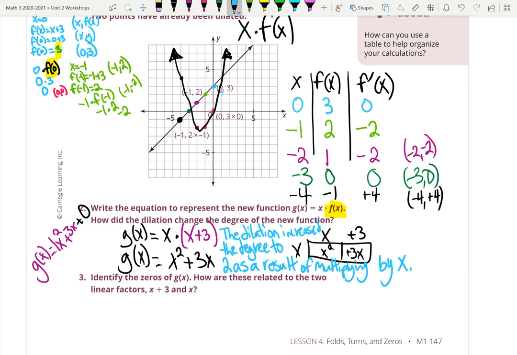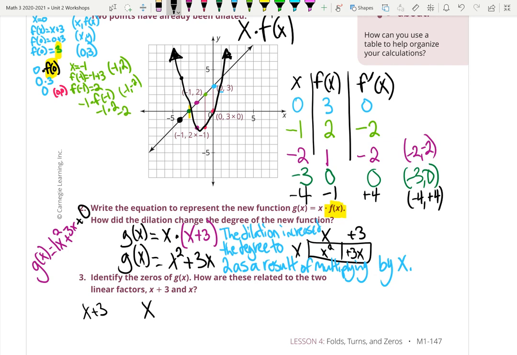Identify the zeros of g of x. How are these related to the two linear factors x plus 3, and x? Okay, so continuing on, I can see my graph has two zeros at -3, at 0. Okay, these two zeros. Notice with x plus 3, and then we had x.